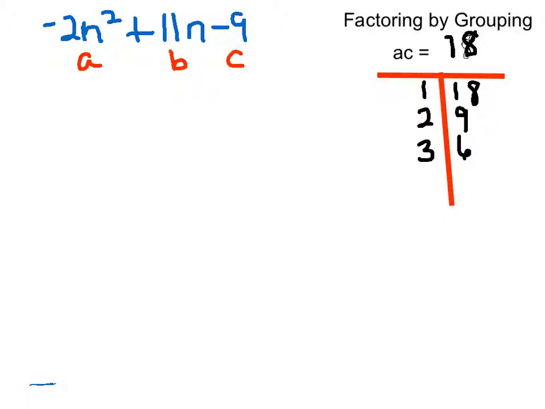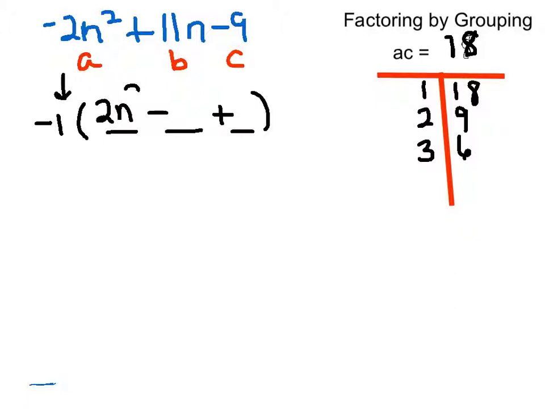Okay, so when we're doing the grouping, we're going to bring down our A term. But first, before we start, I almost forgot, we need to pull out that -1. So -1 comes out, and remember, when you pull out a -1, it changes all those signs in the middle. So I'm going to have a 2n squared, which becomes positive. My 11n is now minus 11n, and my -9 is now plus 9.